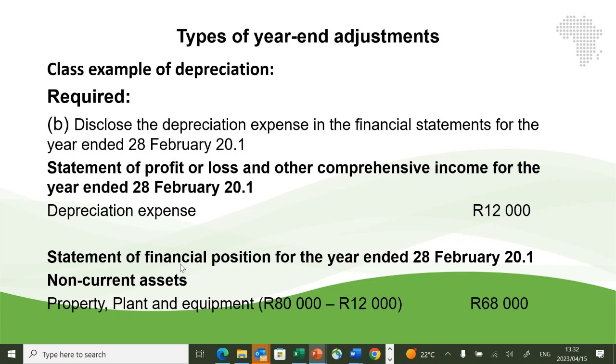Then on the statement of financial position for the year ended 28 February 20.1, we have what? Under asset we'll have non-current asset. Non-current asset, just to simplify it, when we talk about non-current asset, we're talking about those assets that a business has bought and is going to use in the business to support their operation for a very long period of time. For example, when you buy a delivery van that you're going to use for the next 5 years, that is your non-current asset.